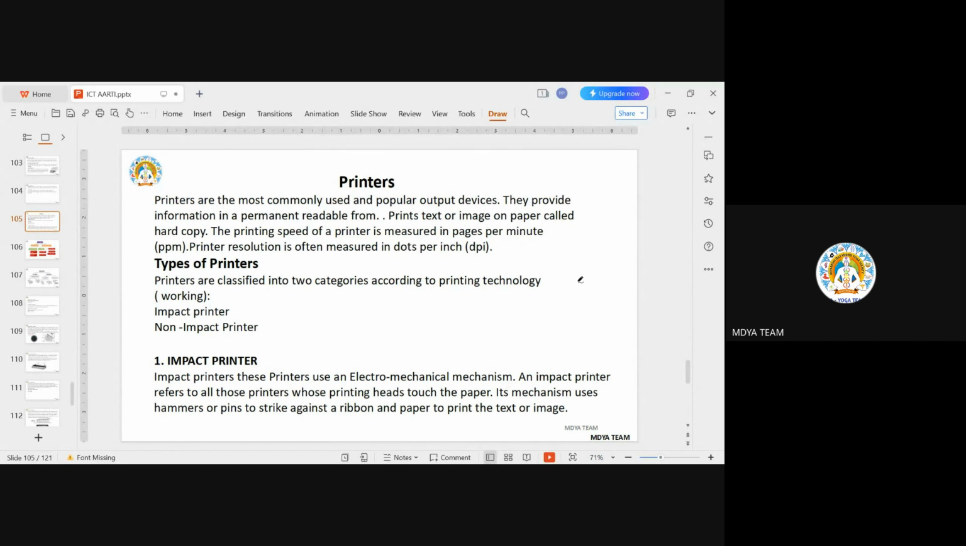Yes. Screen is visible? Yes, ma'am. Now we will start with the printers.